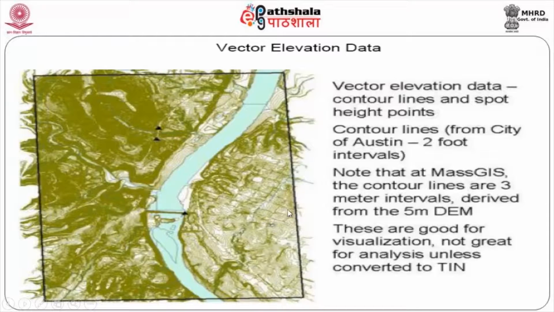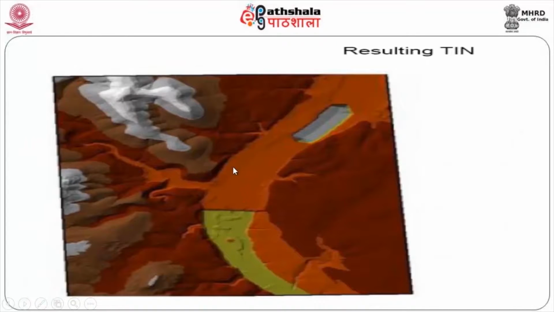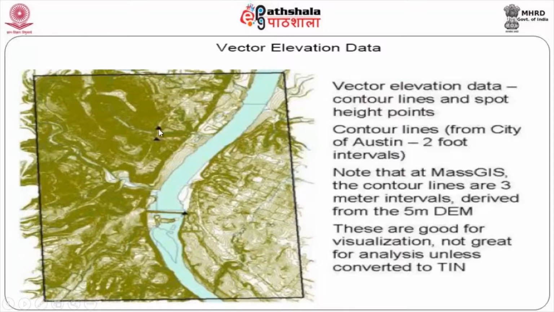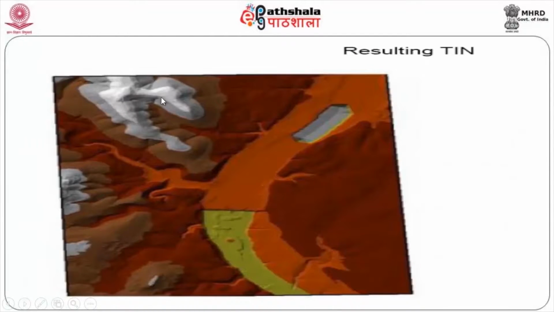So when I am trying to use that, I told you that you can also have contour lines at 3 meter intervals, which can be derived from a 5 meter DEM. For visualization it will look very beautiful, but not for the analysis part unless it is converted to a TIN. So the resulting TIN of that terrain, you see here the hilly terrain of what we have seen here, you can see the contours are all very close to one another, hence the variation in the height taken.